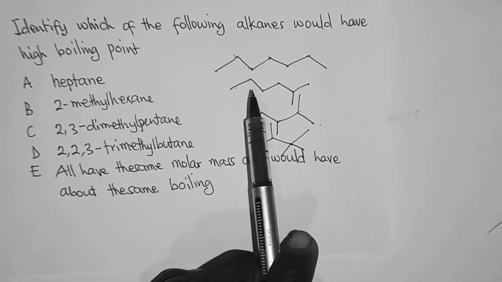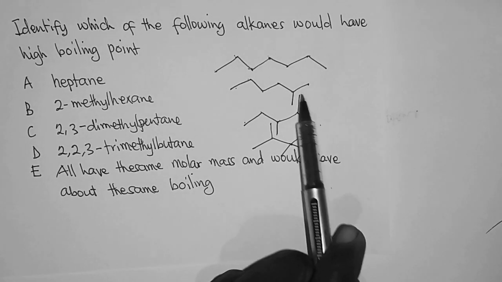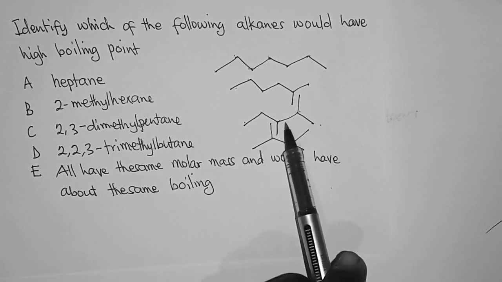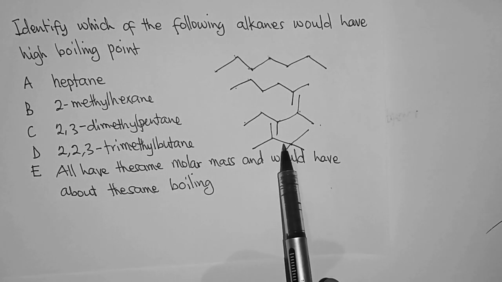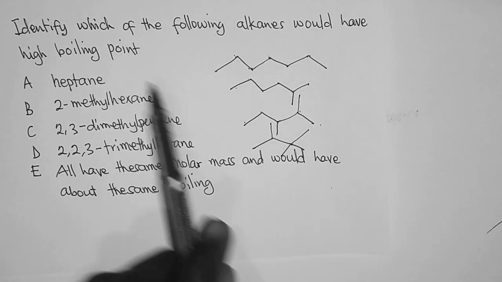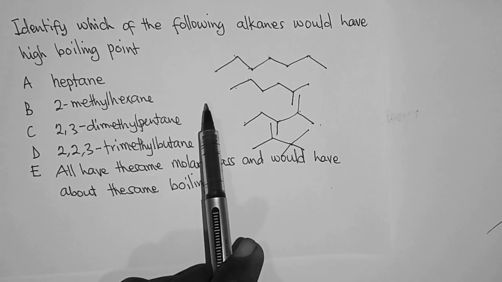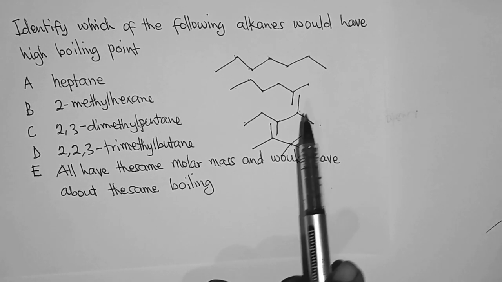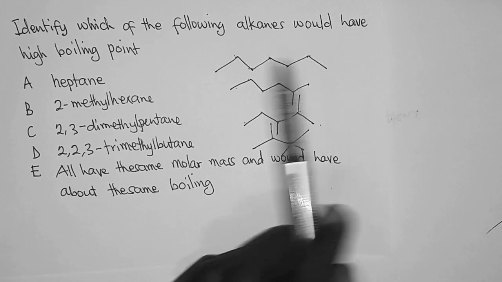Now, for the alkanes, you can see that there has been increasing branching. This one has 1 branch, this has 2 branches, and this has 3 branches. When you increase the branching in an alkane, you lower the boiling point. Therefore, the one with the highest boiling point is the one that is less branched, and that is heptane.